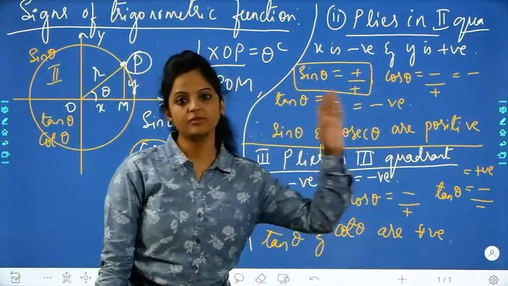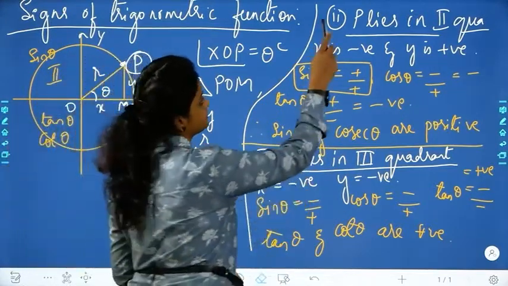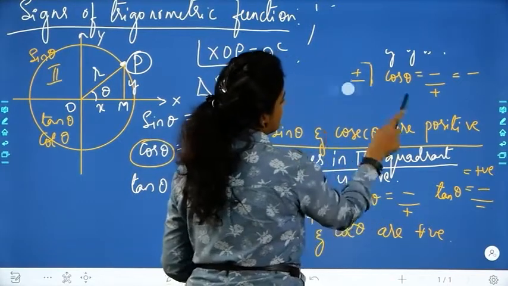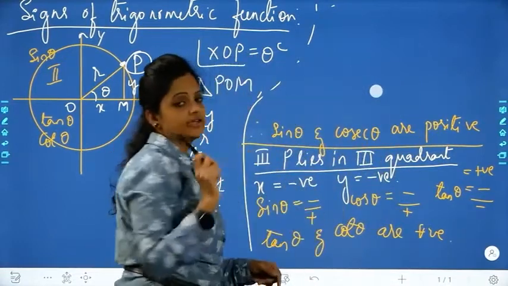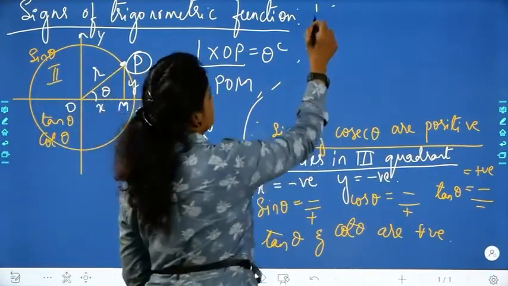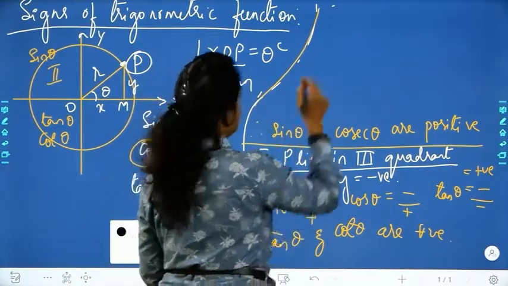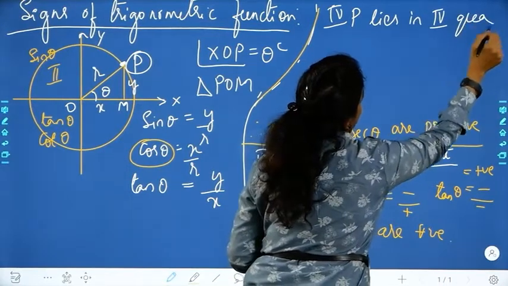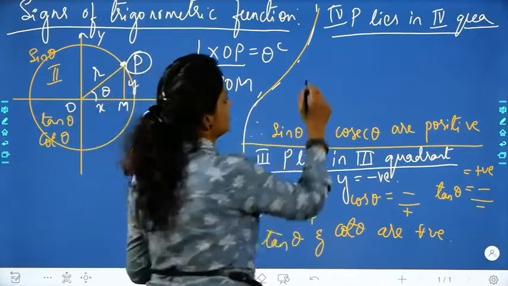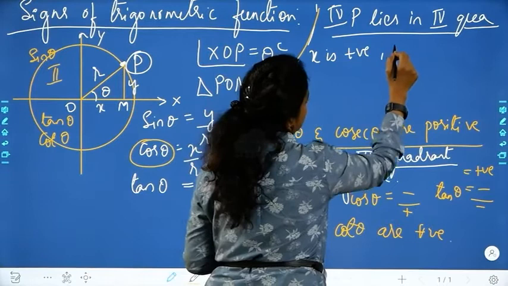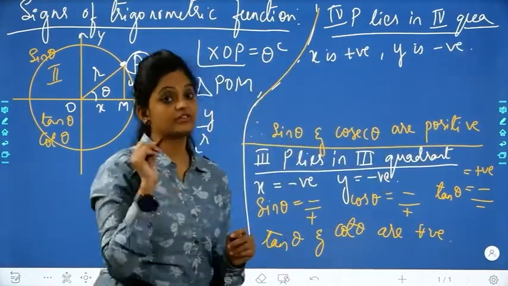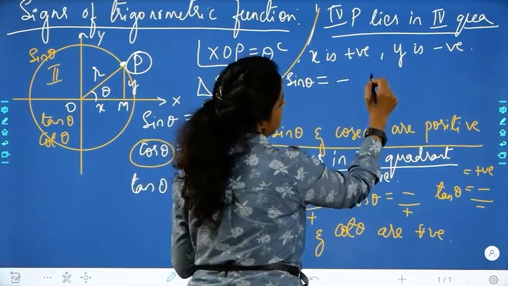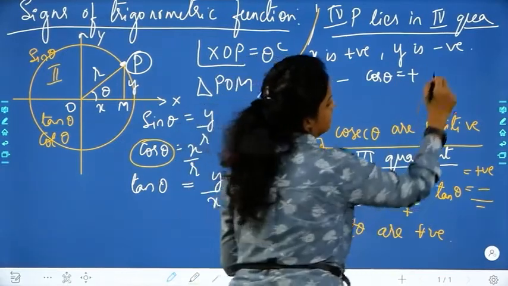Now if you take the same way, P lies in the fourth quadrant. Now tell me where it will be. In the fourth quadrant, tell me which one will be negative and positive. In the fourth quadrant, X is positive, Y is negative. So if you are taking the fourth quadrant, P lies in the fourth quadrant. What will be the sign of x? As usual, positive. And y is negative. If x is positive and y is negative, then what about these ratios? Sin theta is negative, cos theta will be positive, and tan theta will be negative.